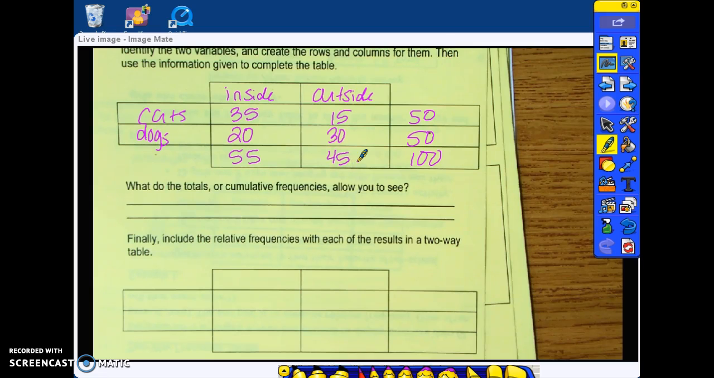What do the totals or cumulative frequencies allow you to see? Cumulative is everything as a whole. So these cumulative frequencies, using our totals and what the graph gives us, allow us to see how many animals prefer being outside.